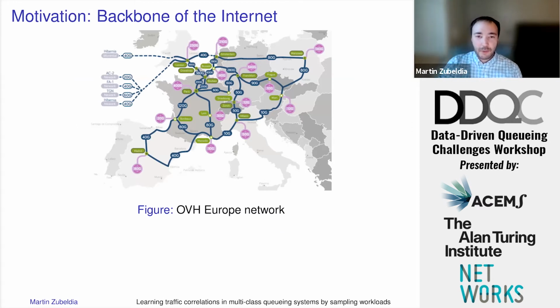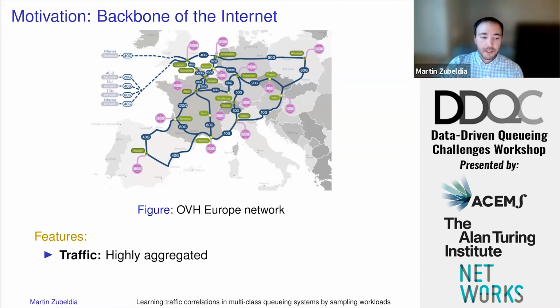So for example, here we have the OVH Europe network, which is kind of a private network, part of the backbone of the internet. They operate data centers, and they're all fiber optics all across Europe and the world. And what I think is important about this network and many others in the backbone of the internet is that the traffic that they handle is, of course, very highly aggregated. They serve hundreds of millions of people.